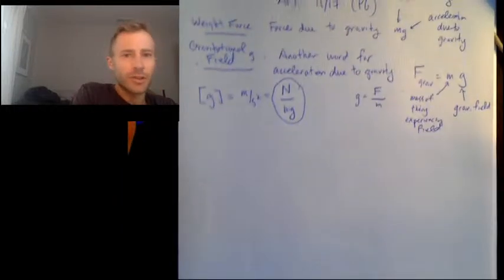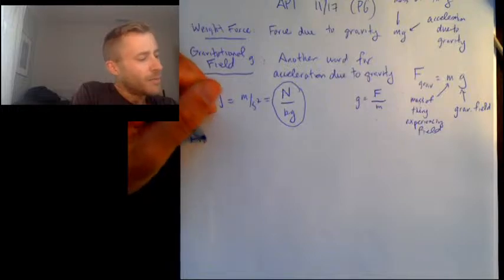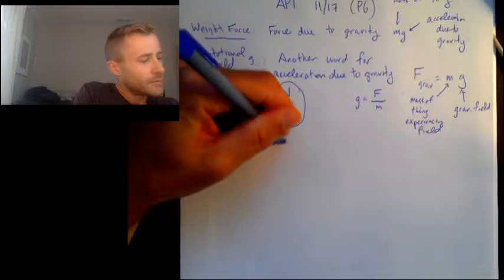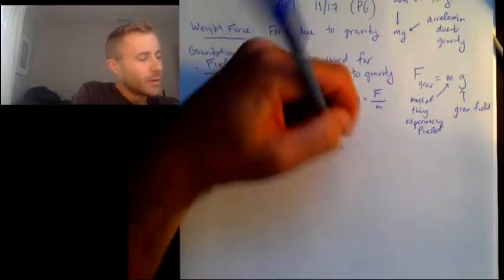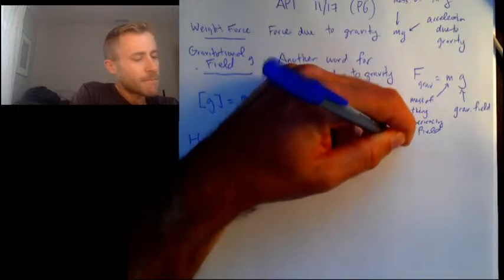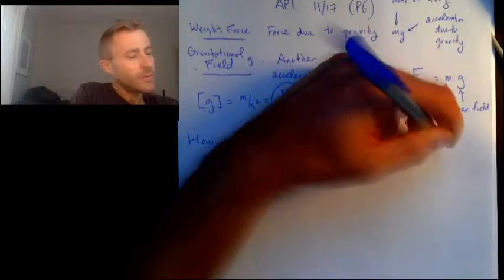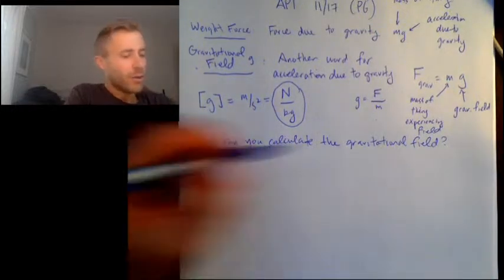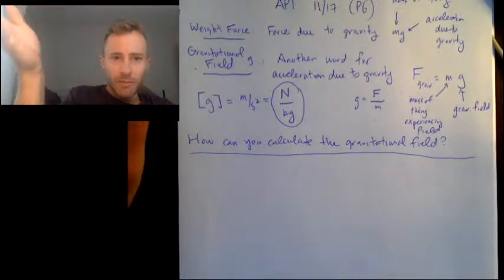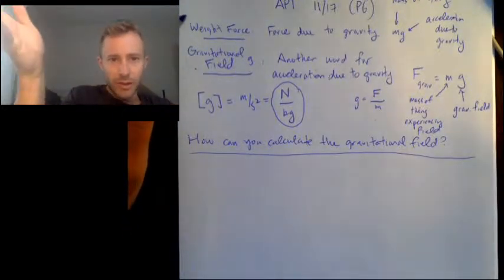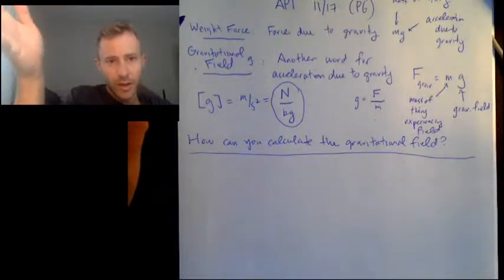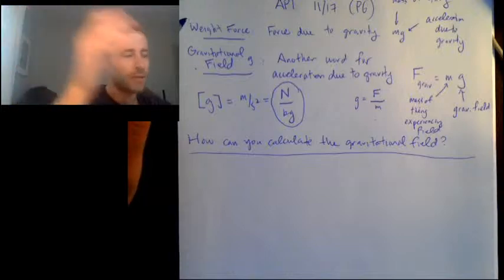So the main question for today is, how can you calculate the gravitational field? Okay, this is our main question for today. And so, for example, we have measured that the gravitational field at the surface of the Earth is 9.8 newtons per kilogram. But is there a way that we could have predicted that in the first place? And the answer is yes, we can.